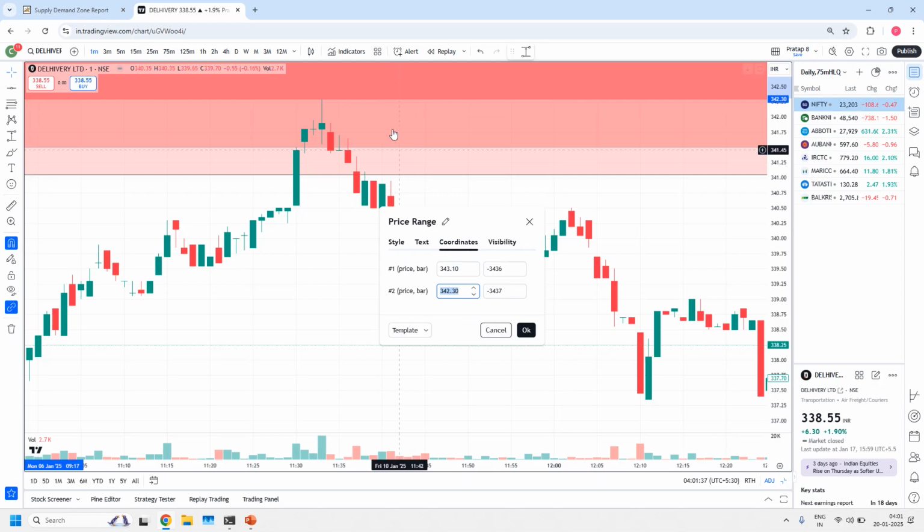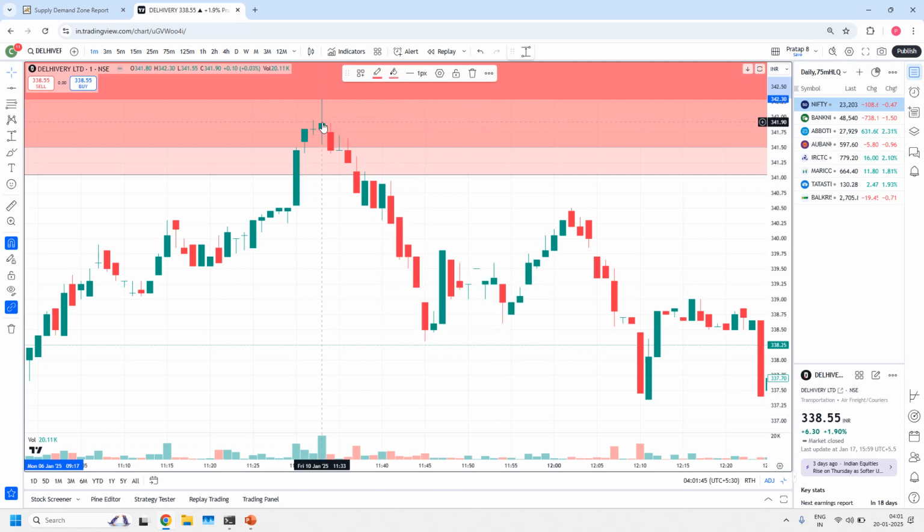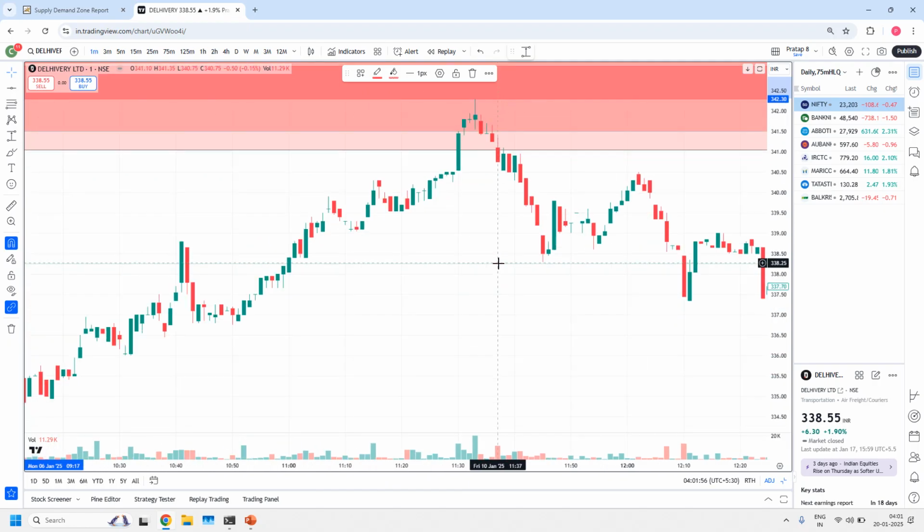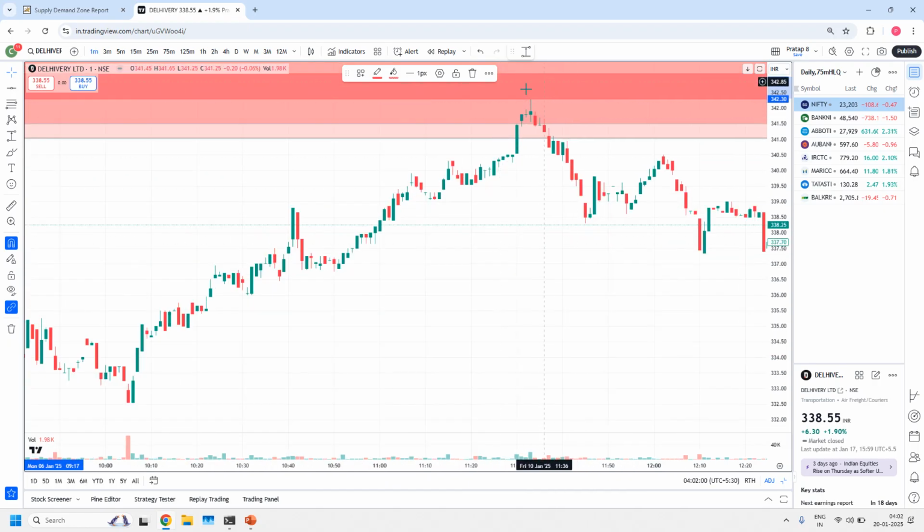Proximal. This is a type 1 proximal. We have drawn this zone wick to wick. 342.30. See, high of this candle, that is also 342.30. That means prices didn't go inside, just the proximal line itself. Then prices fell sharply. So a very strong institutional order flow.